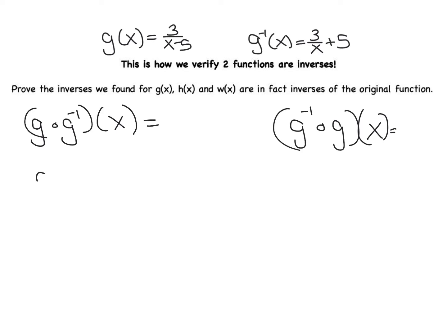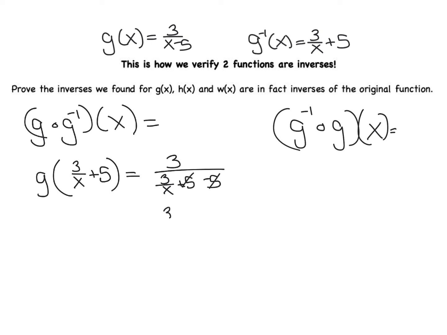Okay, so for g of g inverse, this means I'm plugging 3 over x plus 5 into g of x. So I'd have 3 over x plus 5 minus 5. So this and this cancel, which gives me 3 over 3 divided by x. Well, dividing by a fraction is the same as multiplying by the reciprocal, so it would actually be 3 times x over 3, which would give me just x. So g of g inverse is indeed x, so let's go the other direction.